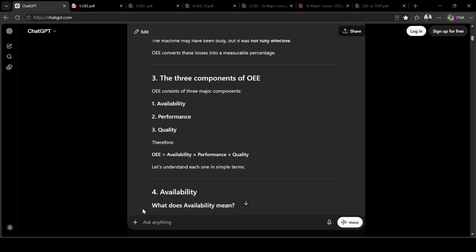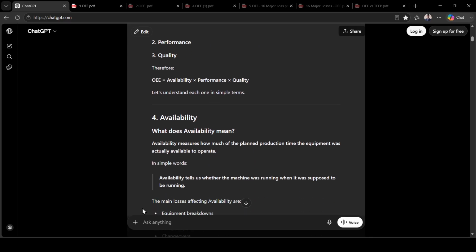The three main components of OEE. OEE consists of three major components: one is availability, second is performance, third is quality. And therefore OEE equals availability times performance times quality. So let's understand each one in simple terms.